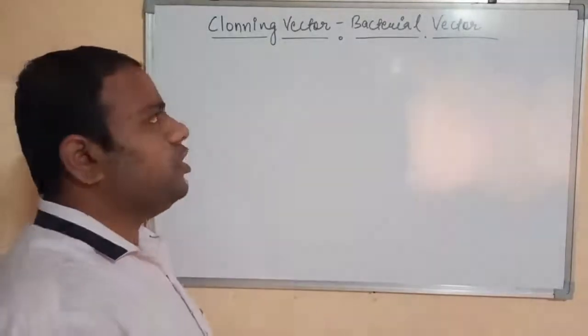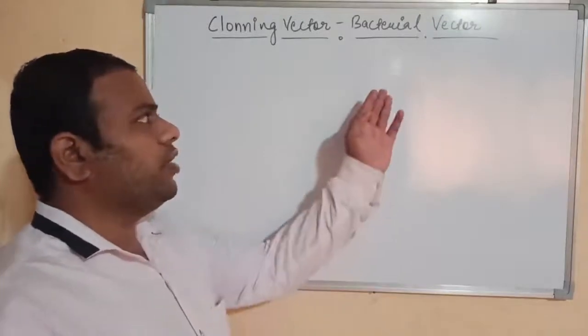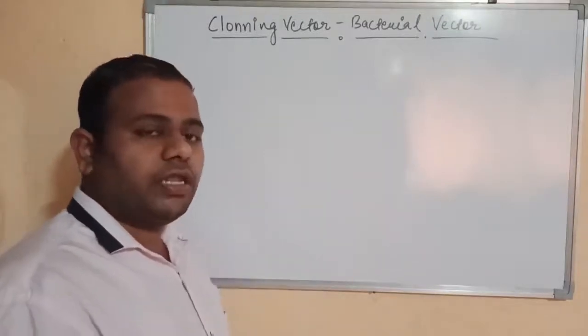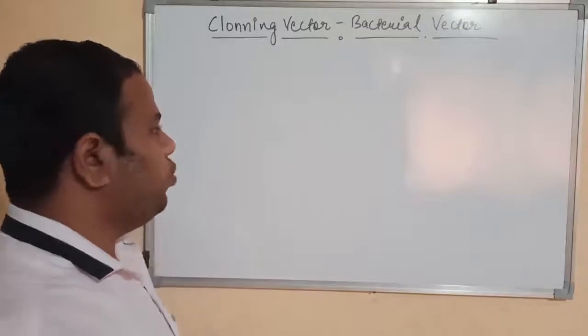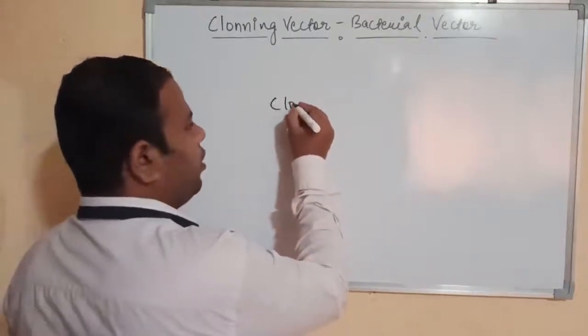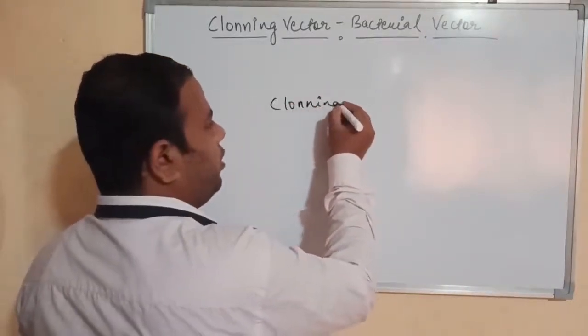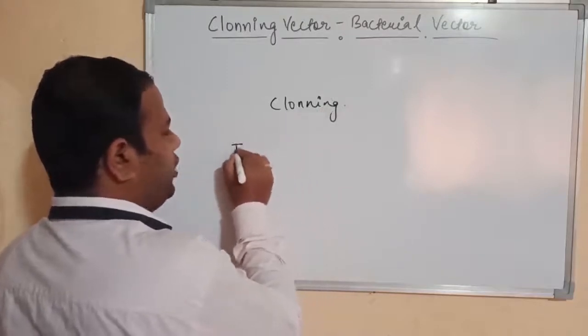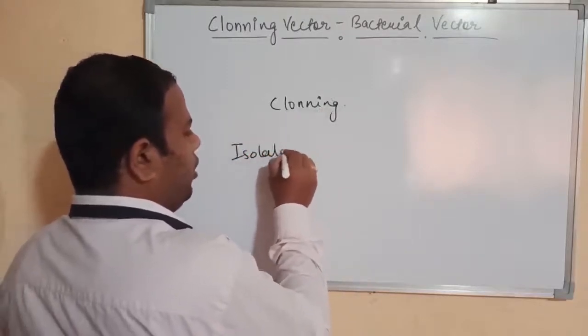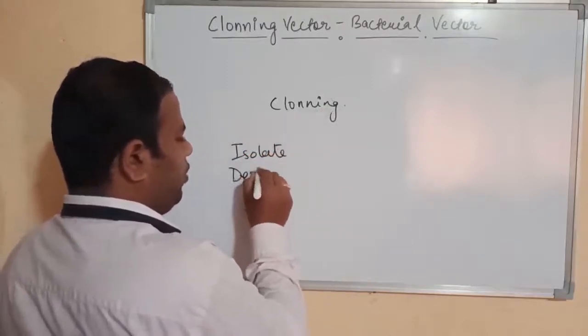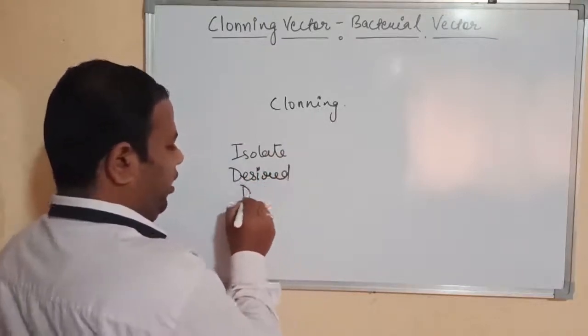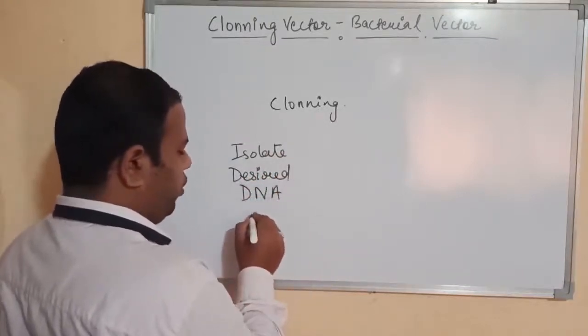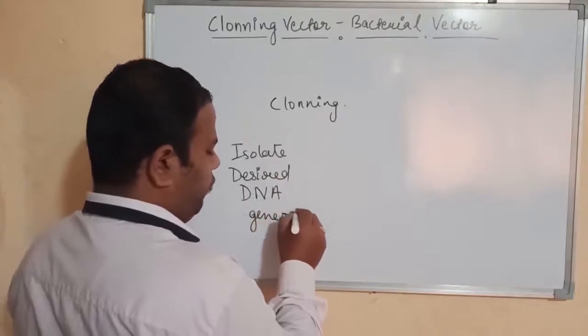Today we are going to see cloning vectors. Under the cloning vectors heading, we are going to see cloning vectors that are prepared from bacteria. We know that for a cloning experiment to be done, we have to first of all isolate the desired DNA. That can be a gene or a fragment of DNA.